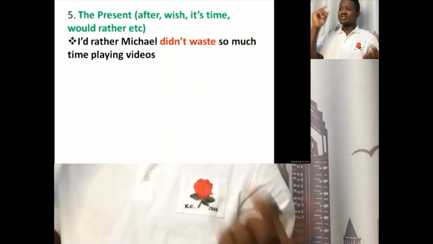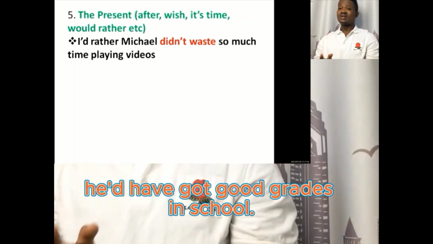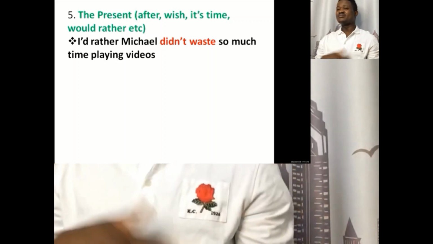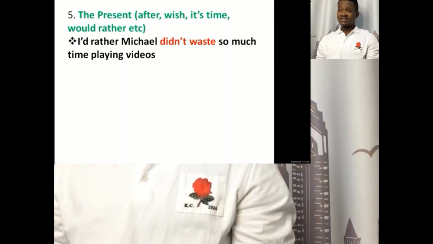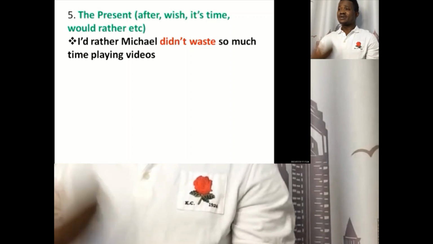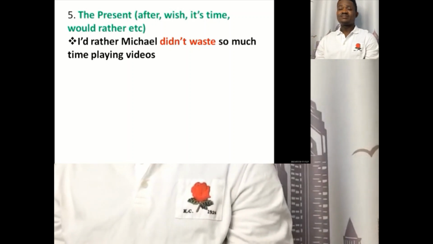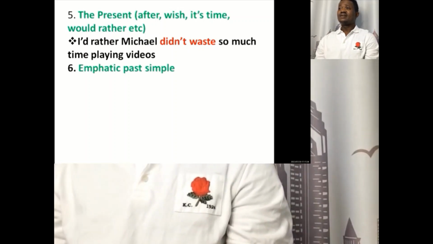If Michael was not spending a lot of time playing video games, he would have got good grades in school. But he was spending a lot of time playing games, so that's why he didn't have good grades in school. This is the meaning of the sentence. So: I'd rather Michael didn't waste so much time playing video games.